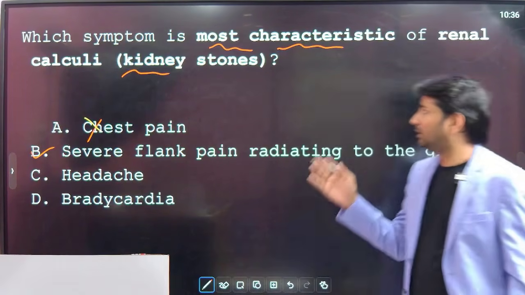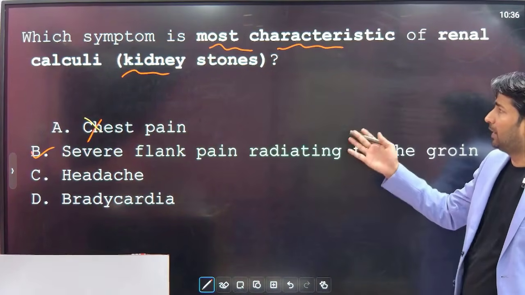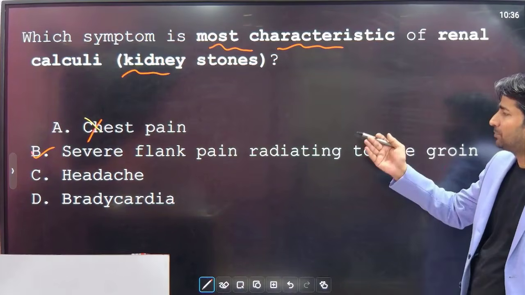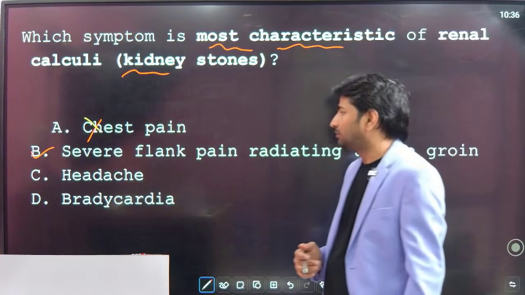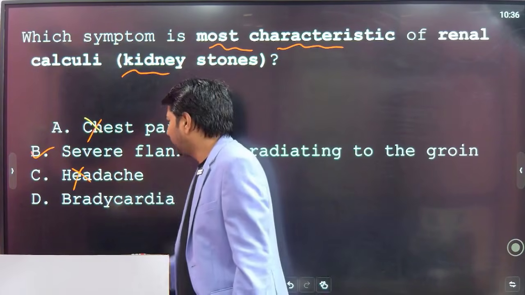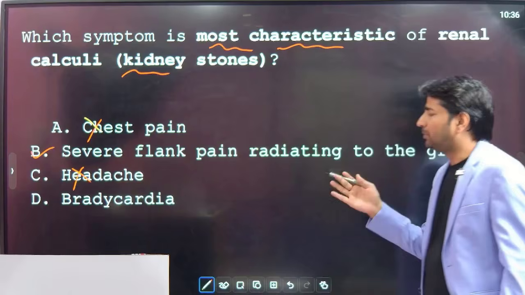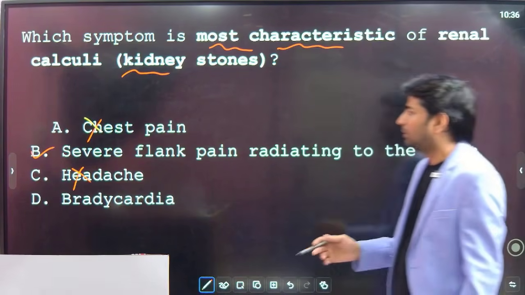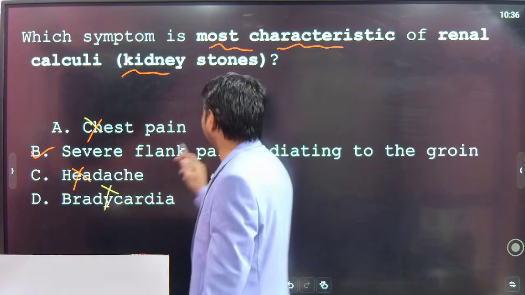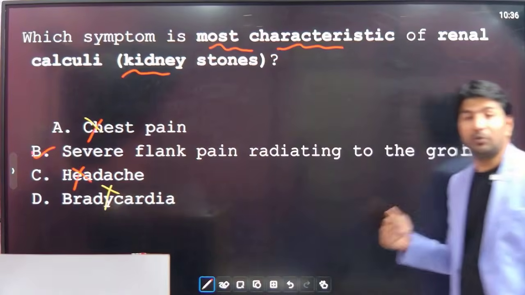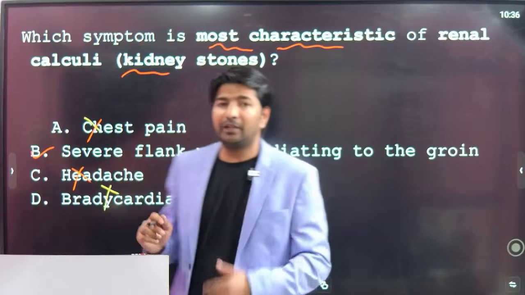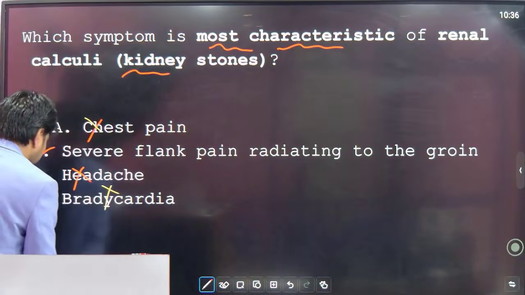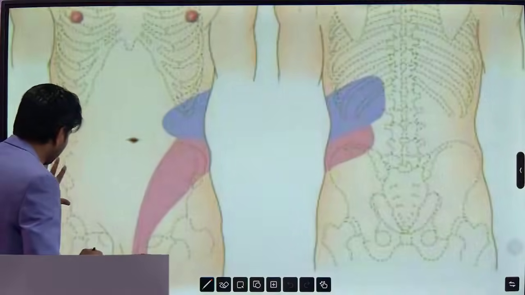Headache? We can't say the headache is due to a kidney stone, so that's a wrong answer too. Bradycardia isn't caused by kidney stones either. There can be many other causes for bradycardia. So if the pain is in the flank area and it radiates to the groin, we can say it's kidney stone pain. To understand the story behind why this pain radiates, we have to look at this.